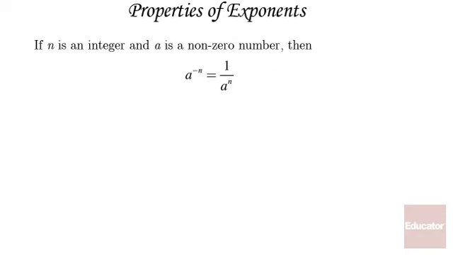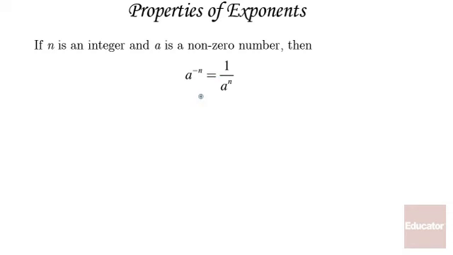The final property we're going to discuss talks about negative exponents. If n is an integer and a is a non-zero number, so we have that restriction because we're dealing with division, then a to the negative n equals 1 over a to the n.